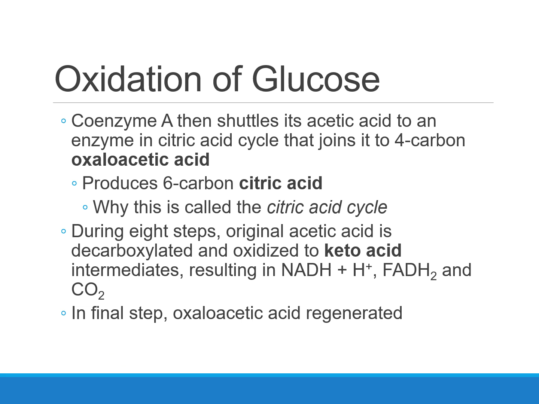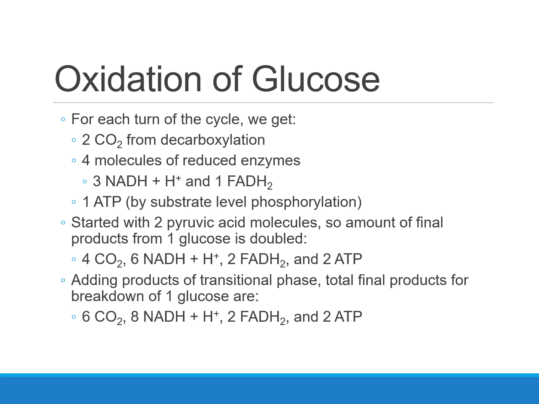It has a whole bunch of modifications that are made to it, and it results in products being spun off, including NADH, hydrogen ion, FADH2, and carbon dioxide. The NADH and the FADH2 are electron taxi cabs. They're going to shuffle electrons over to the next stage. In the final step, the oxaloacetic acid is regenerated and goes around a second time.